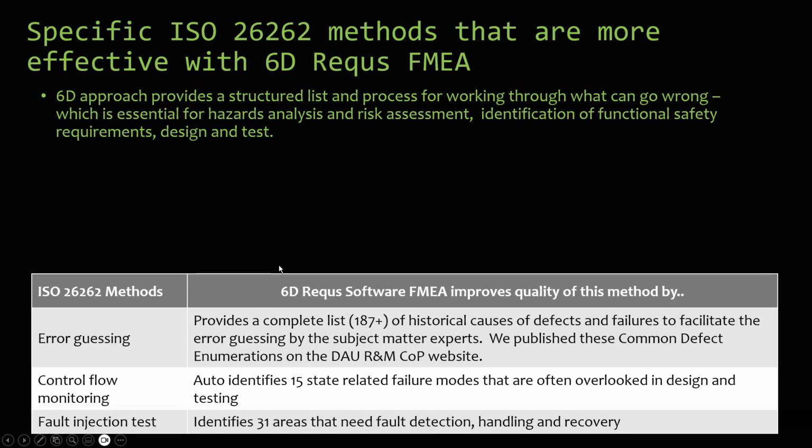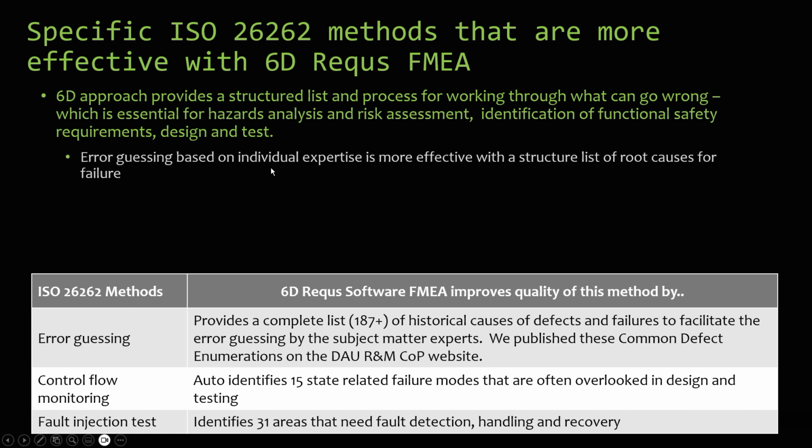Now, the specific ISO 26262 methods that are more effective with this 6D Requs FMEA, these are just a few of them. The 6D approach provides a structured list and a structured process for working through what can go wrong. This is essential for the hazards analysis and risk assessment, identification of functional safety requirements, and design and test. These are just a few of the methods that are improved with the 6D Requs Software FMEA approach.